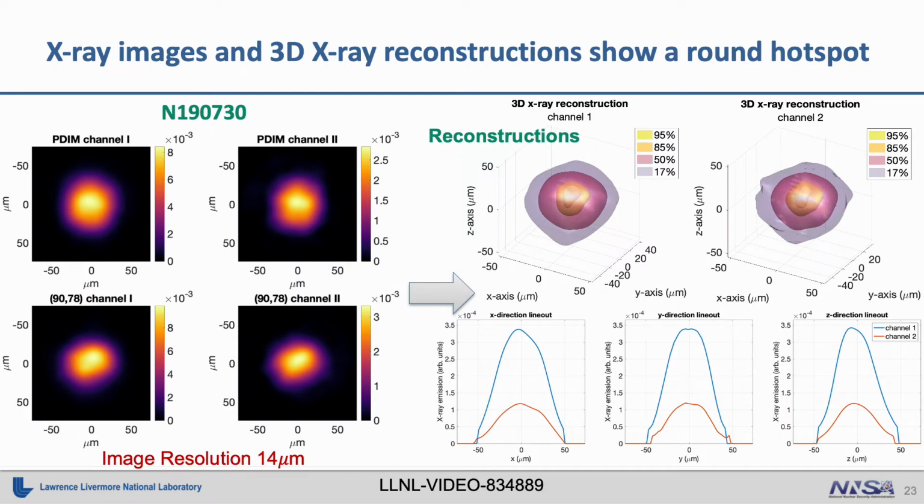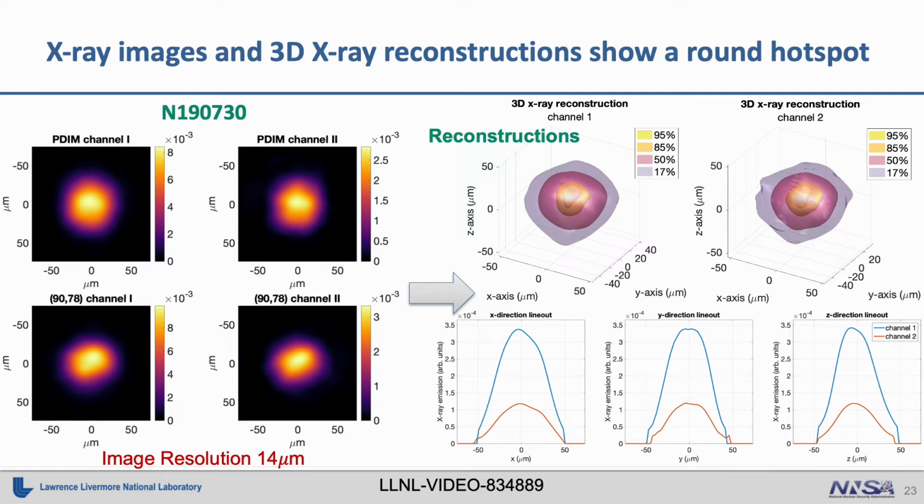So now I'm going to move on to present the result from these two data sets. The first one is the shot from 190730. We have the data set presented here. Left column here is one energy channel, polar view and also equatorial view. Right column is another energy channel with hotter filtration. We reconstruct a spherical shape hotspot here with the central lineout plotted here in both channels having similar shape in the lineout.